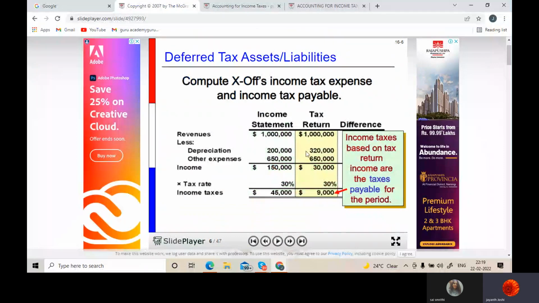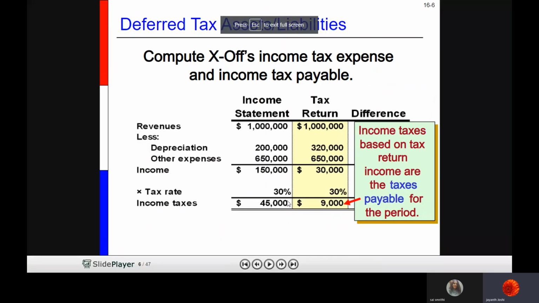So 10 lakhs and again 3 lakh 20 the depreciation, accelerated depreciation and other expenses. This is income and then 30% this is income tax payable, and you always pay taxes on this. Okay, so this income multiplied by the tax rate has given you income tax payable. So this 9,000 is what you should pay to the government. 45,000 is the provision you have created. Got it, Smriti? So you have a higher provision and you pay less. So DTL is created in this case. That's very clear.